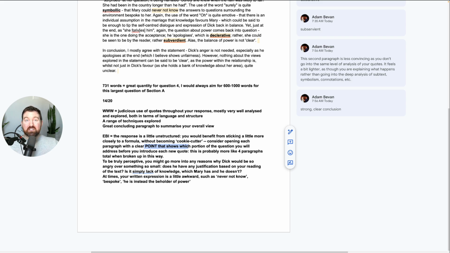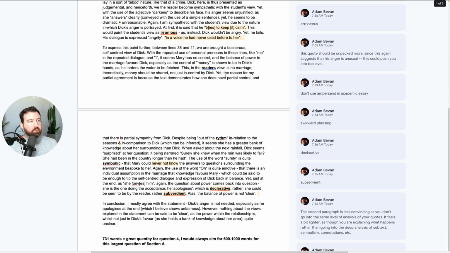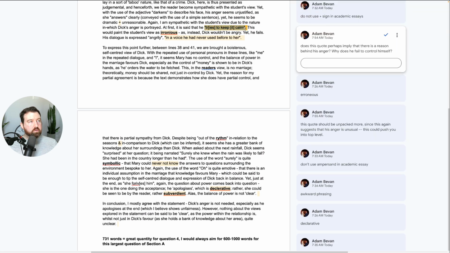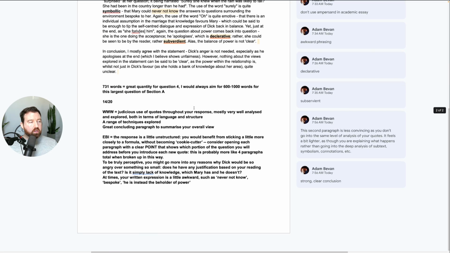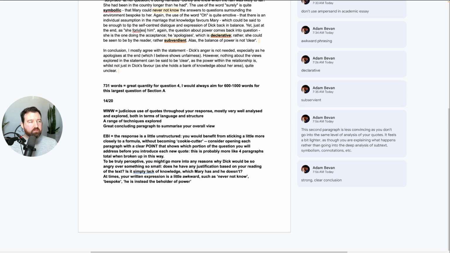And to be honest with you, this is probably more like 4 paragraphs than 2 plus an intro and conclusion. To be truly perceptive, you might go into any reasons why Dick would be so angry over something so small. So, for example, he does talk about trying to keep calm and yet he can't. So that seems unusual. If you try to control yourself and can't, it does seem like maybe there is some reason in his mind why he does this. And that might then argue why Dick's anger might be partially justified. You could at least play around with that, and that's going to really help your answer.